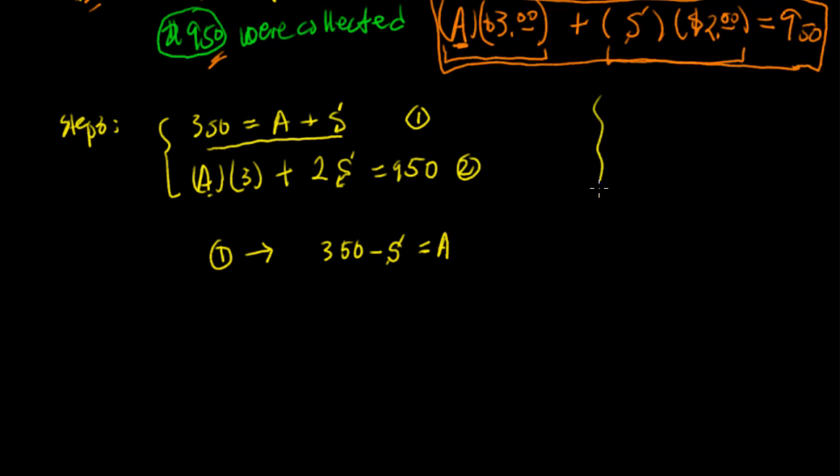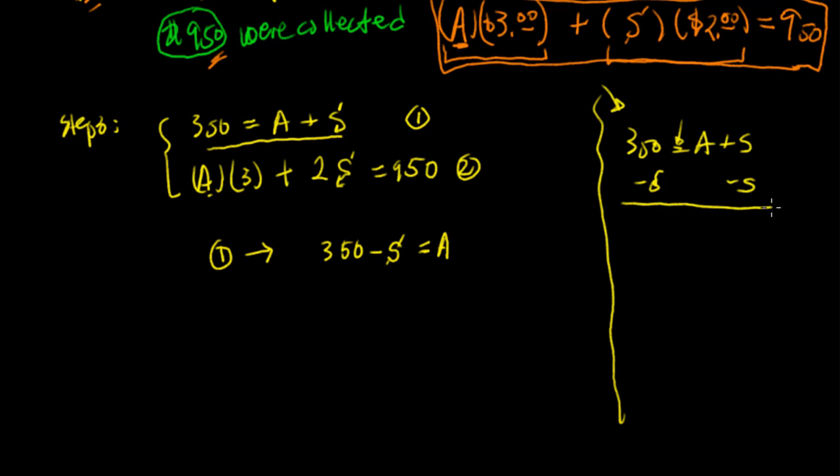If you want to see it in the Word document here, so here's our scratch area. 350 is equal to A plus S, and I am going to subtract S on both sides so I don't disturb my equal sign here. S cancels here, and this side we have 350 minus S is equal to A. Okay, that's the equation here. I'll label this one as 3. Now I'm going to substitute 3 back into equation 2.